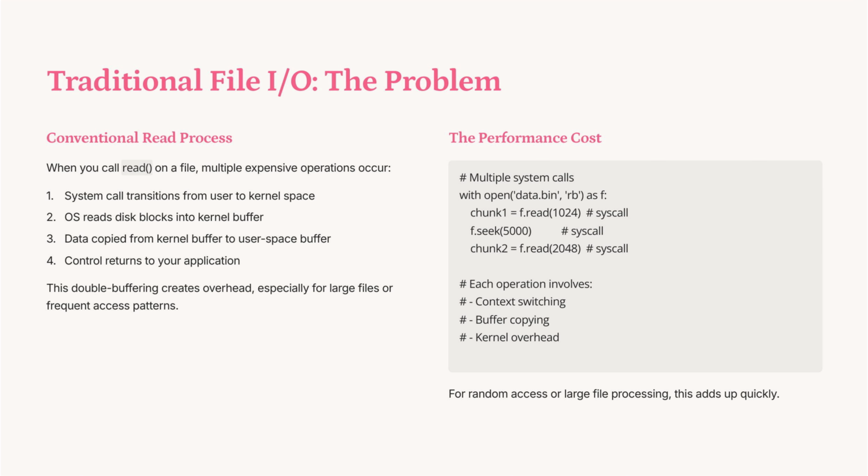Each read call transitions from user to kernel space, reads disk blocks into a kernel buffer, and copies data to a user space buffer. This double buffering, with multiple system calls and context switching, incurs significant overhead, especially for large files or frequent access patterns, impacting performance.